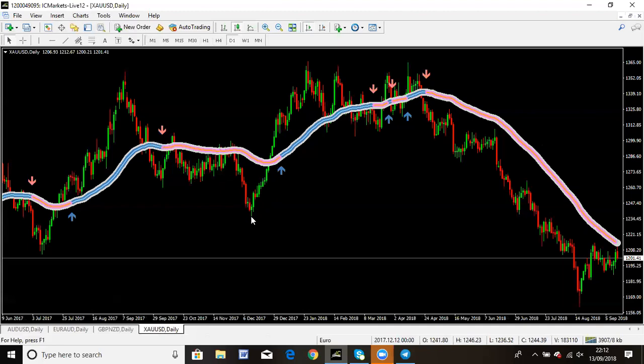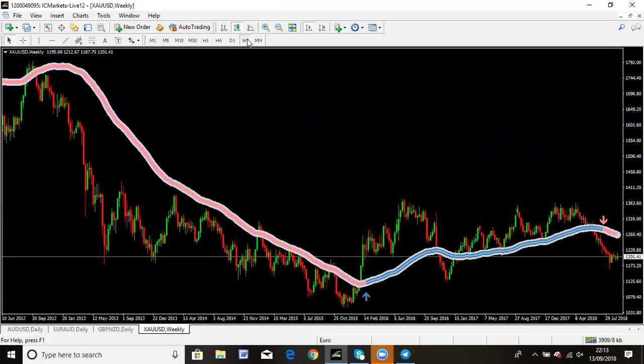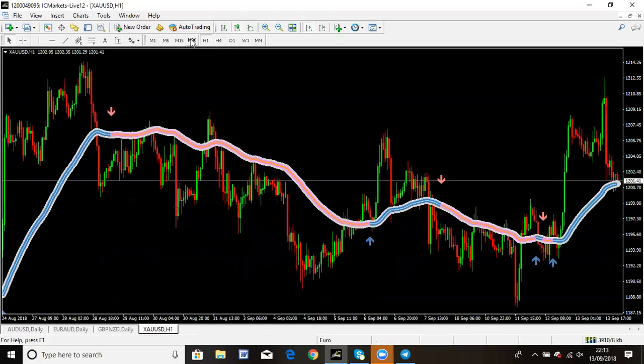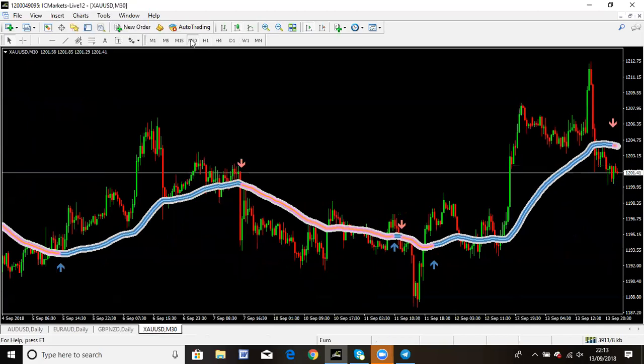You would have got very good, massive pips here on gold, and you can't really go wrong with this indicator. If you just follow the arrows and put trades in, you should be extremely happy about it, and you will make a lot of money. As you can see on a weekly one, it's actually pointing where it's going. On an hourly chart, it's actually doing this. Even on a 30 minutes chart, it's given us an arrow where it's going.